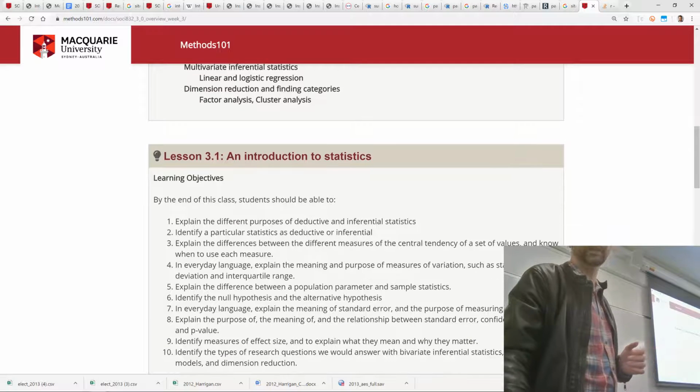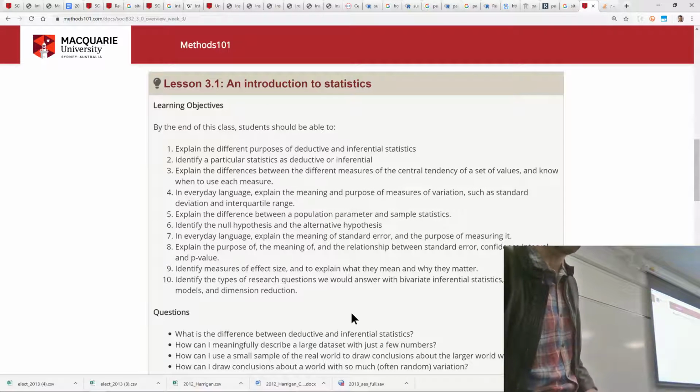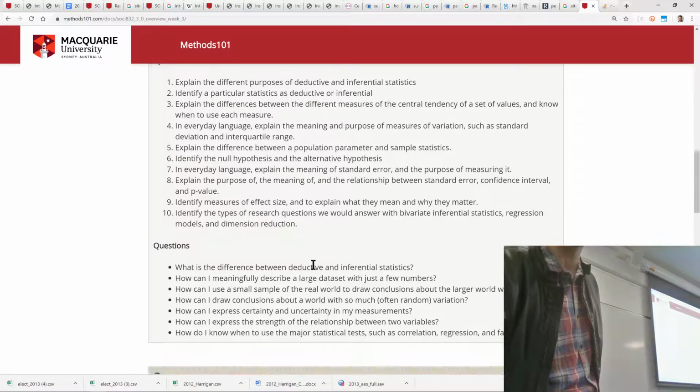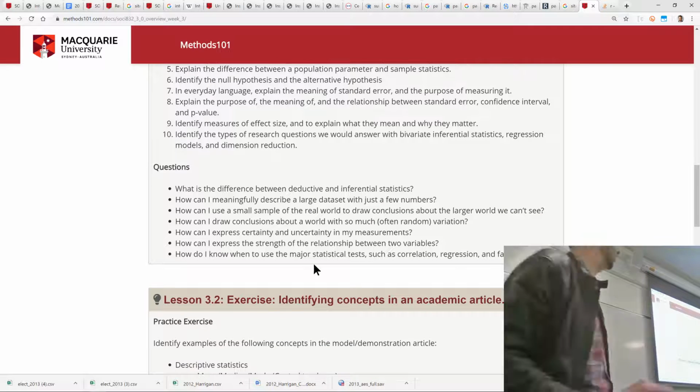So I've got an outline, and what we're going to do for the first lecture that I'm about to give is go through various introductions to statistics. Though I think the easier way to think about it is to think about these questions that I've posed.